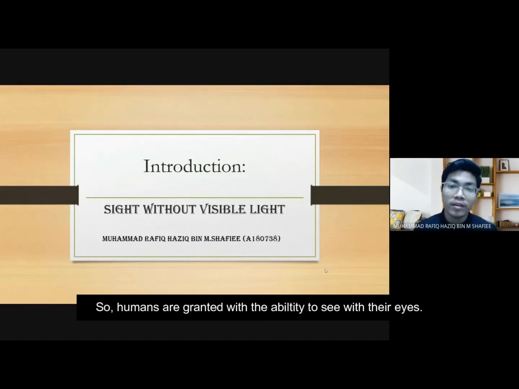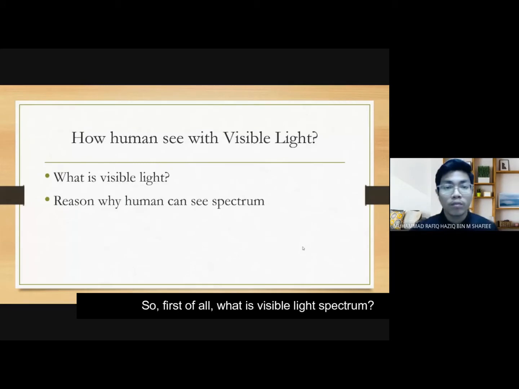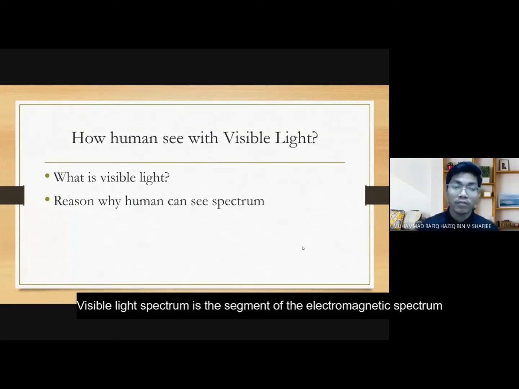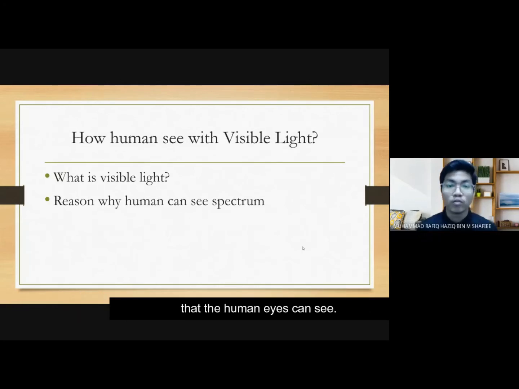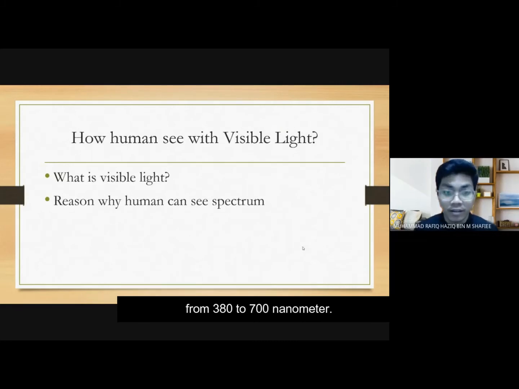So, humans are granted the ability to see with their eyes. Without visible light, are we able to see the things around us? So, first of all, what is the visible light spectrum? The visible light spectrum is the segment of the electromagnetic spectrum that the human eyes can see. The human eyes can only detect wavelengths from 380 to 700 nanometers.